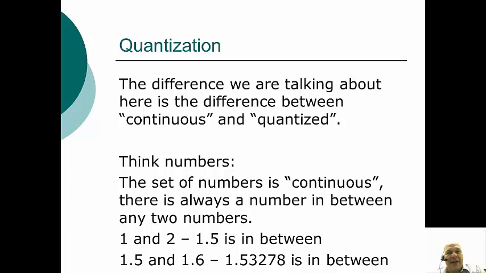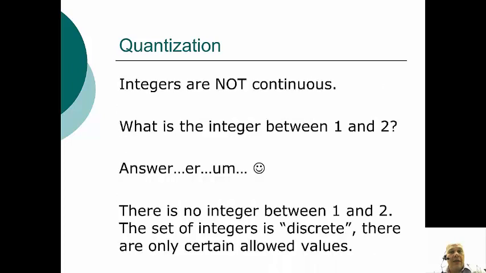1.5001, 1.5002, 1.5003, etc. There are no two numbers, no matter how close they are, that don't have another number in between. All you've got to do is add one more decimal position. Okay, this is very different than integers.